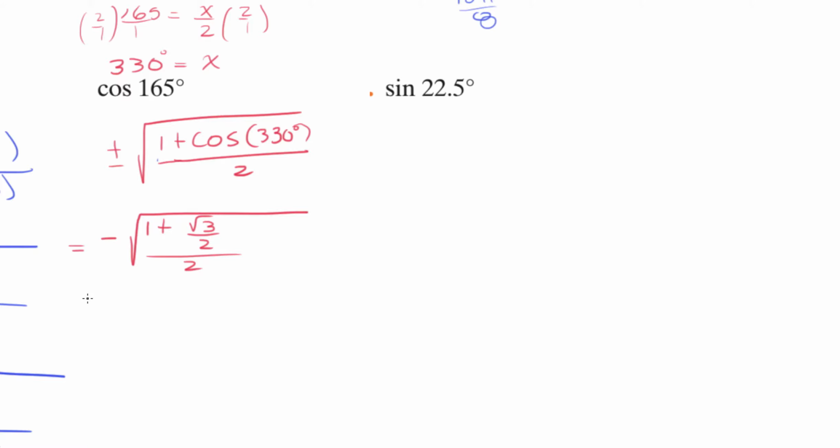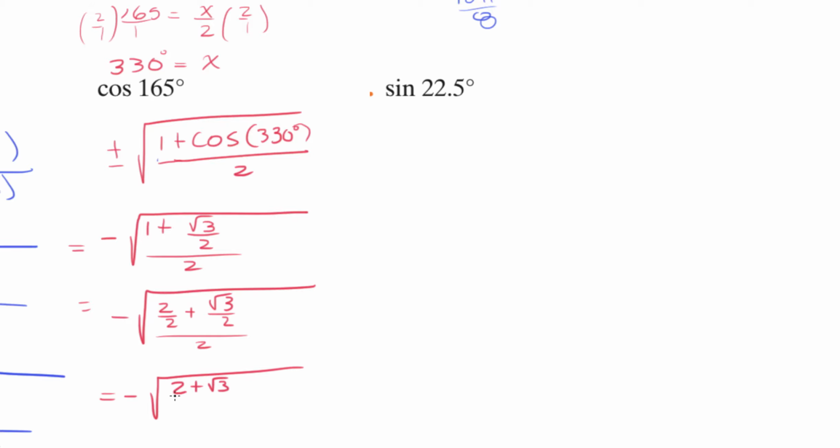Now, negative radical, okay, we need a common denominator. Careful with this division here. It might be tempting to just cancel the 2's, but do not do that. We need to add the fractions first. So 2 over 2 plus radical 3 over 2, over 2. So minus again outside. So 2 plus radical 3 over 2, over 2.